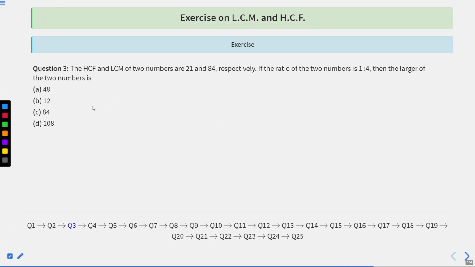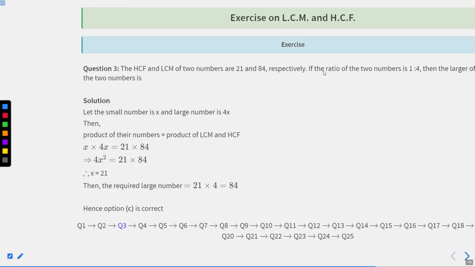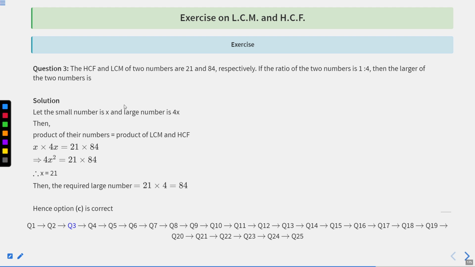Question number 3. The HCF and LCM of two numbers are 21 and 84 respectively. So 21 is the HCF and 84 is the LCM. If the ratio of two numbers is 1:4, then the larger of the two numbers is? Let the smaller number be x and the larger number be 4x. So we have deduced this from the ratio that is given to us.